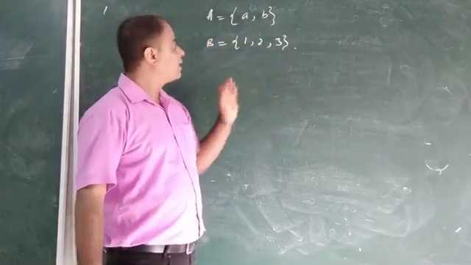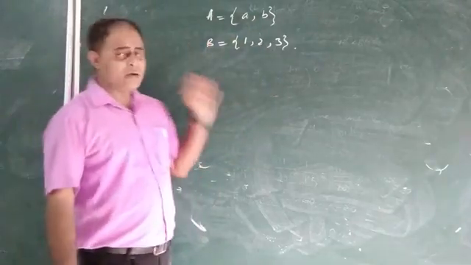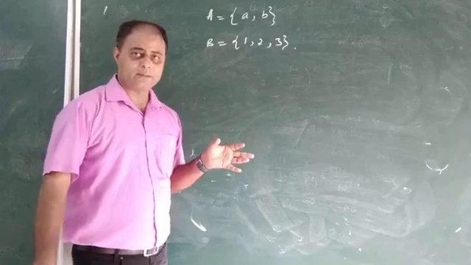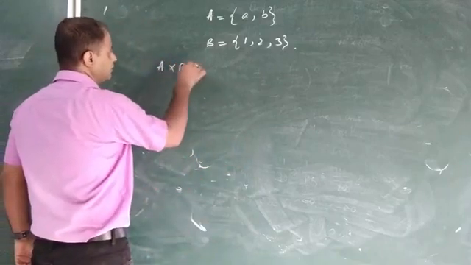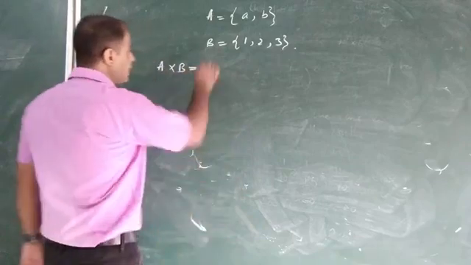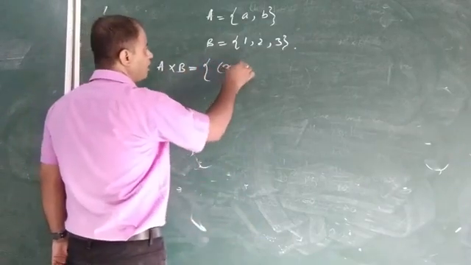Right. Now, cross product of two sets. Cross product of two sets, A cross B, is in the form of an ordered pair.